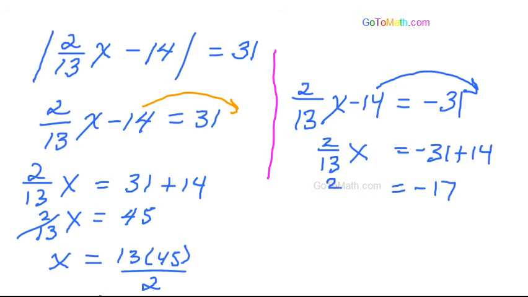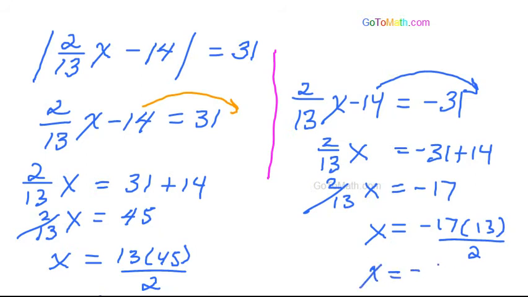Alright. We'll go ahead and rewrite this, squeeze that in. So bringing 13 diagonally up and 2 diagonally down. And so we're left with, okay, so we've got 17 times 13, which that's not going to reduce down any, over 2, or is it? Let's see, 20 now. Okay, so we end up with x is equal to negative 221 over 2. That's what I'm getting.